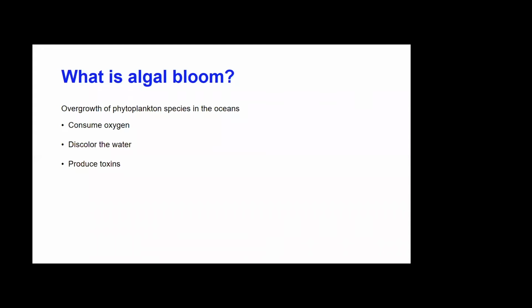So first to start with is to define the algal bloom. So what is the algal bloom? For those who don't know what an algal bloom is, algal bloom basically is the overgrowth of phytoplankton species in the ocean. The phytoplankton species exist in the ocean, but at certain concentrations, and they are very important in the food web that we are depending on. But their overgrowth actually can cause some problems.